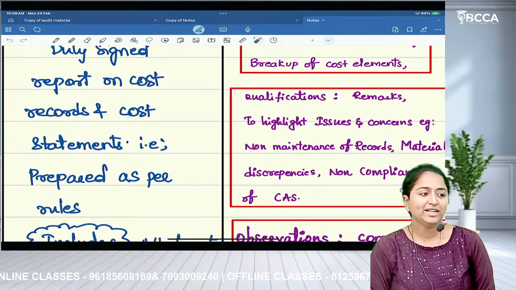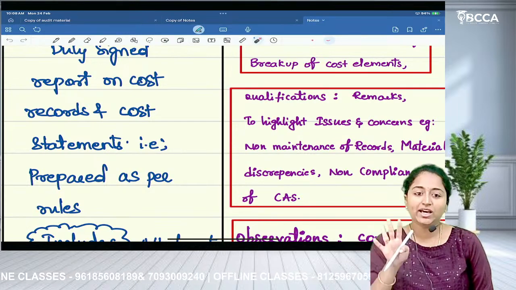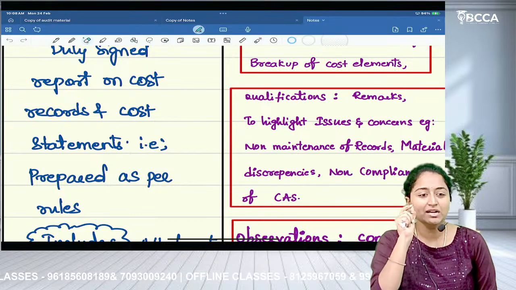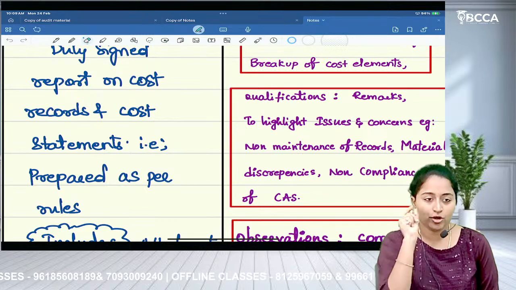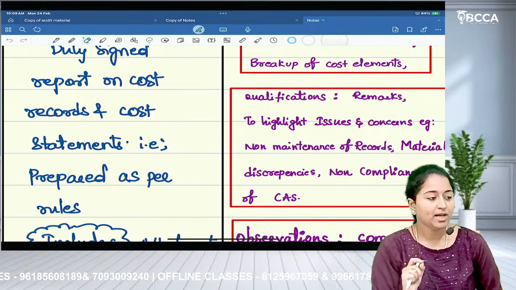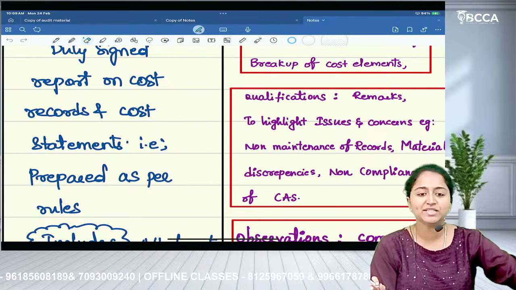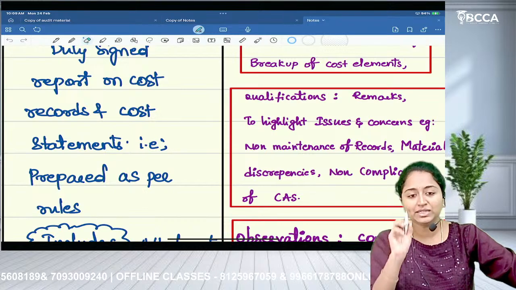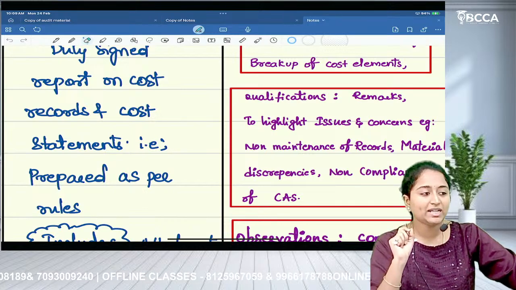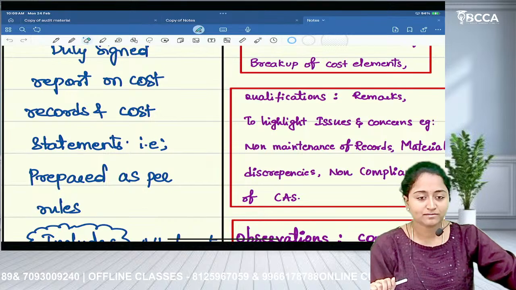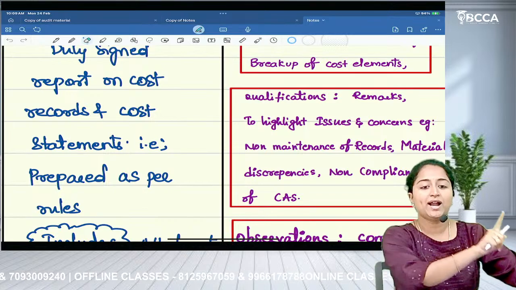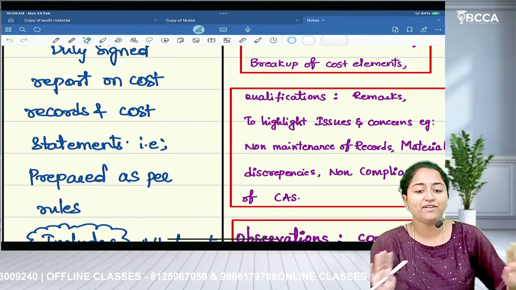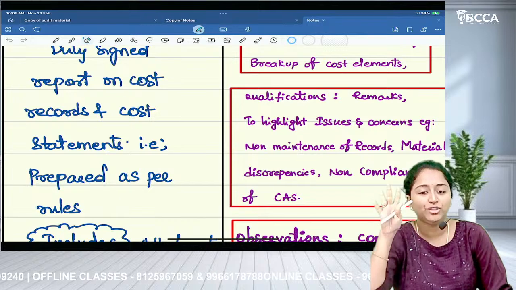Now, the entire cost records are okay. The entire cost statement is okay. But the cost auditor has a single remark on one particular product or project. The entire cost records and cost statements are true and fair, but what has the cost auditor done? He has some doubt or misunderstanding regarding a product. He asked the management for information about that product, and management didn't give any information satisfactory to the cost auditor.